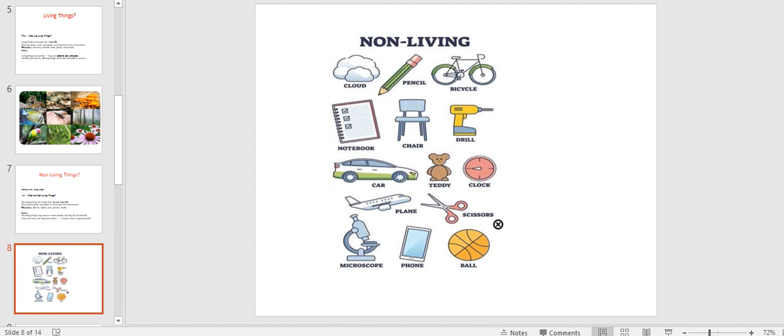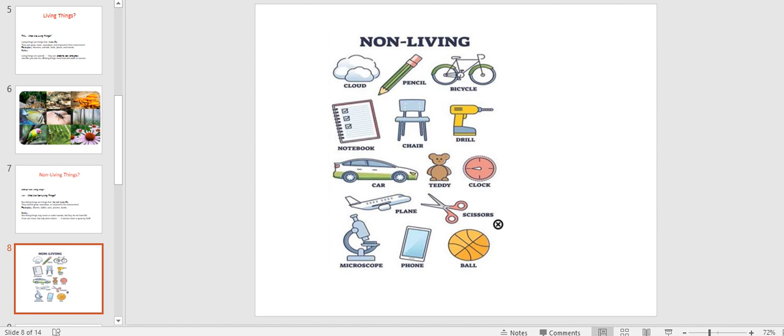Here we have a picture of non-living things. We have clouds. Clouds cannot move, they cannot grow, they don't have life. Pencil the same. Bicycle, notebook, chair, drill, car, teddy bear, clock, plane, scissors, microscope, phone, ball. All these are non-living things. They have similar characteristics. They cannot move.